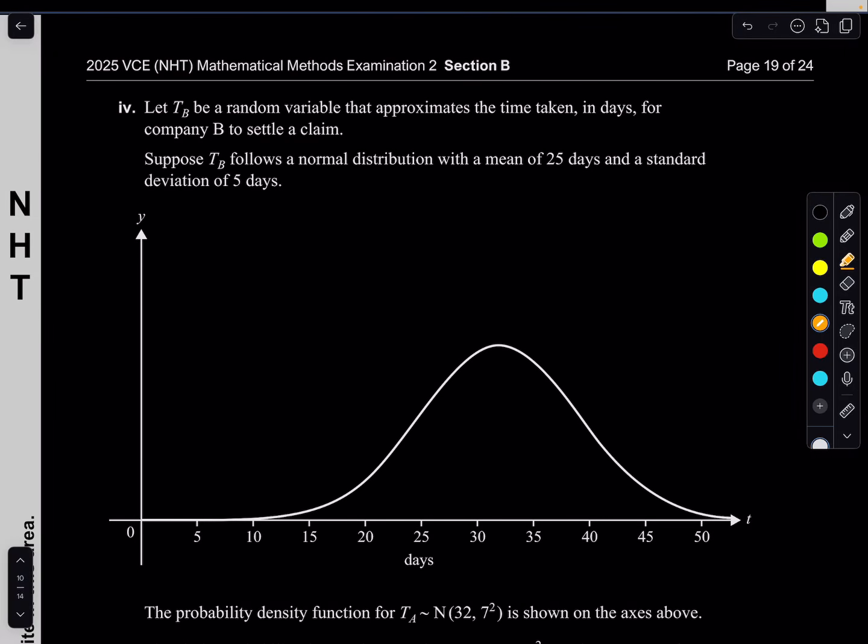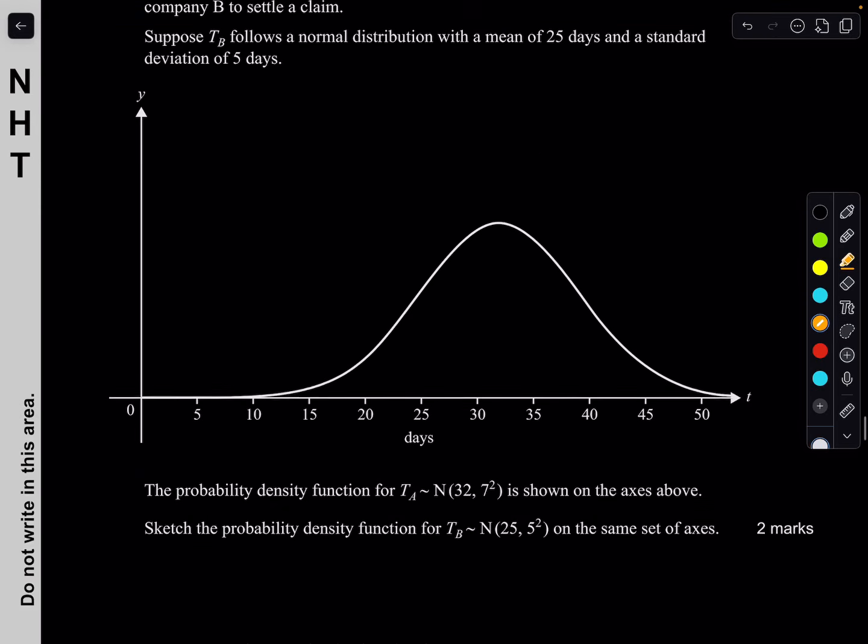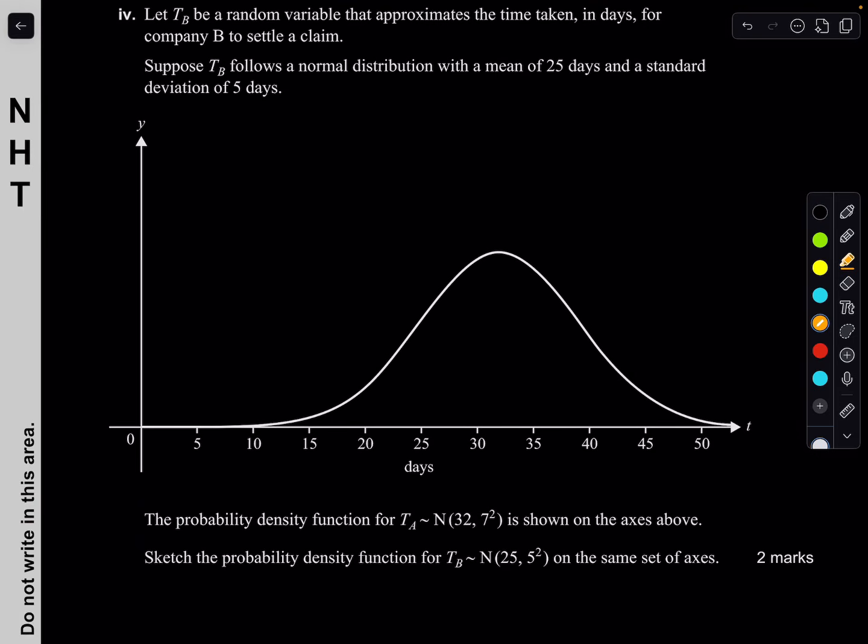Let TB be a random variable that approximates the time taken in days for company B to settle a claim. Suppose TB follows a normal distribution with a mean of 25 and a standard deviation of 5. The probability density function, T of A, is here, so it has a mean of 32 and 7, is shown on the axis here. Sketch the probability density function for T of B, which has a mean of 25, on the same set of axes.